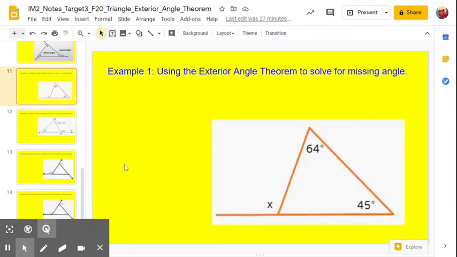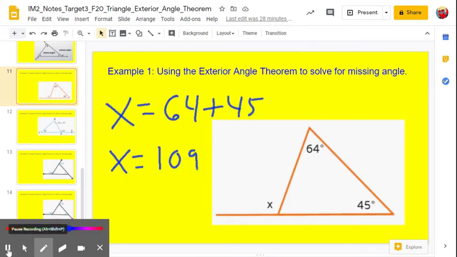All right, let's apply the exterior angle theorem to find some missing angles. So this first one here, yeah, you could probably do this in your head, but what I'd like you to do is, can you write the algebraic equation you would use to solve for the missing angle x, and can you go ahead and find the value as well?